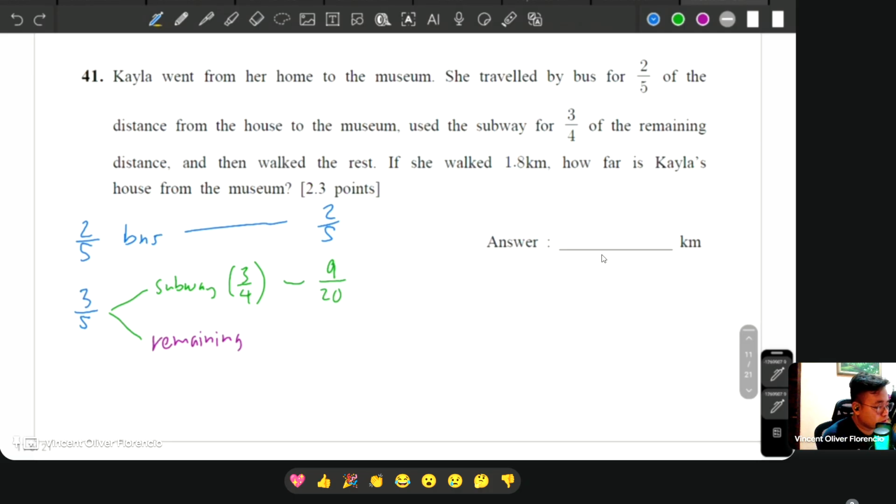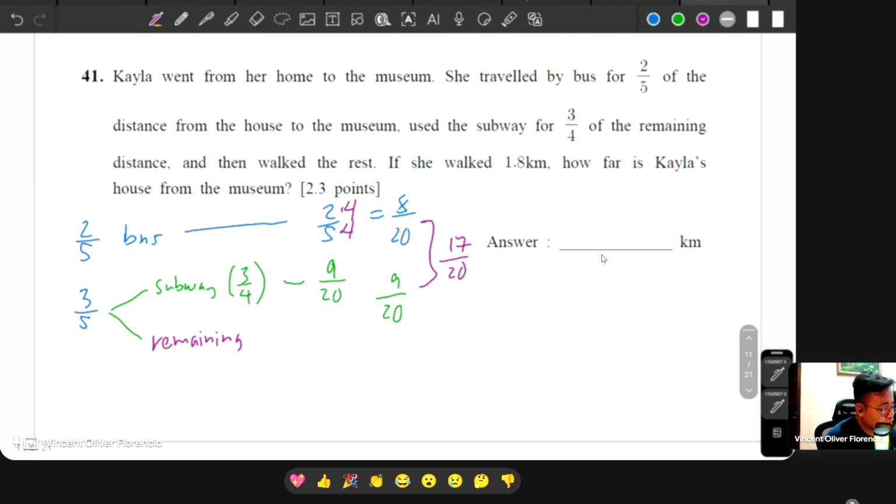Or sorry, 20. What do you do here? Times 4 times 4. It's going to be 8/20. If that's the case, isn't it easy to combine them? It's going to be 17/20. What does it mean? It means to say that the 17/20 portion of the total distance was already covered.